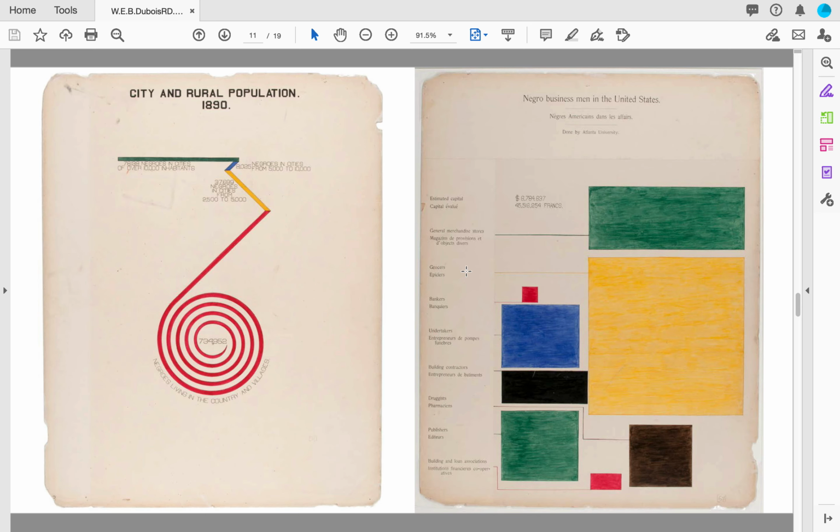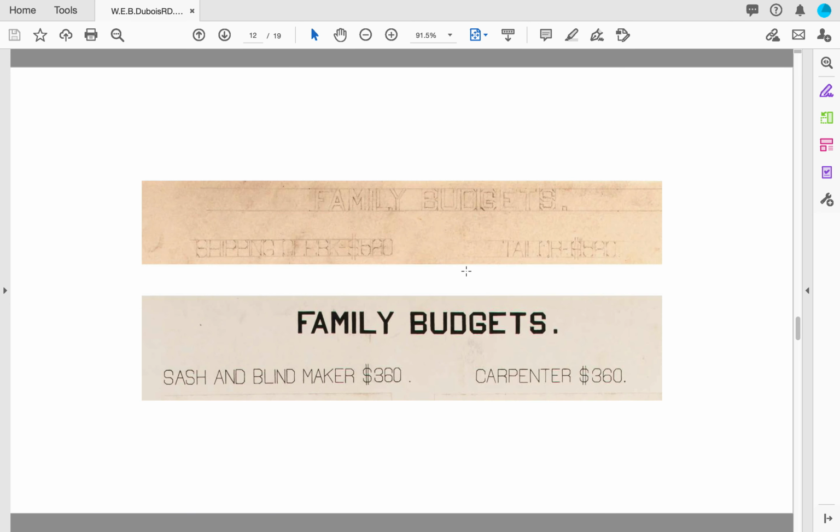Here again, we have these simple, elegant, informational charts that convey the conditions of both the rural and city population on the left and businessmen in the United States on the right, specifically Black African Americans. I love looking at these very carefully crafted typefaces. And mind you, Du Bois was not educated as a graphic designer. He was a sociologist who had an incredible eye and skill for creating graphics.